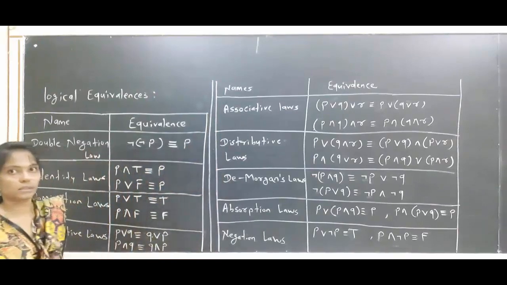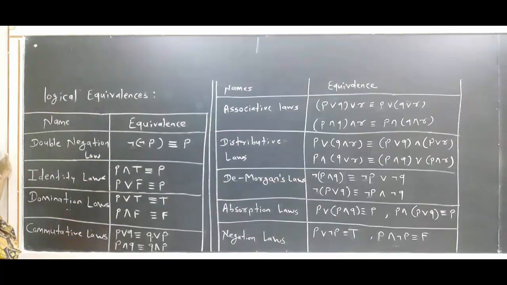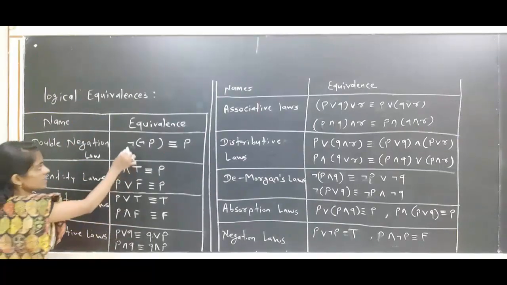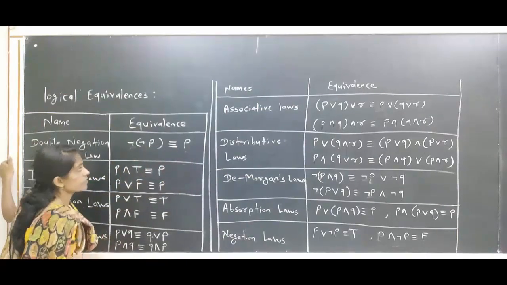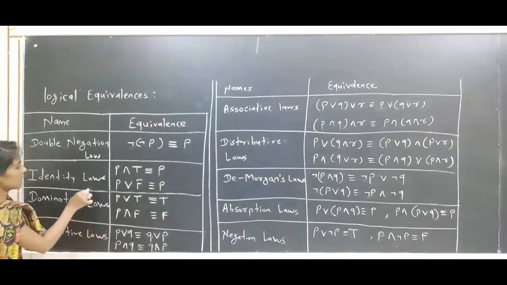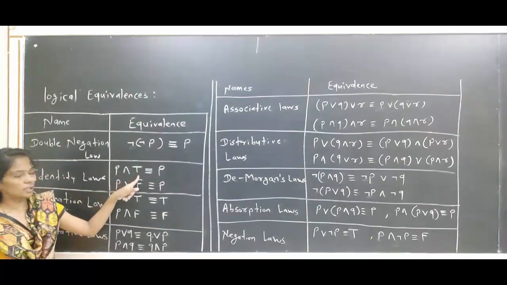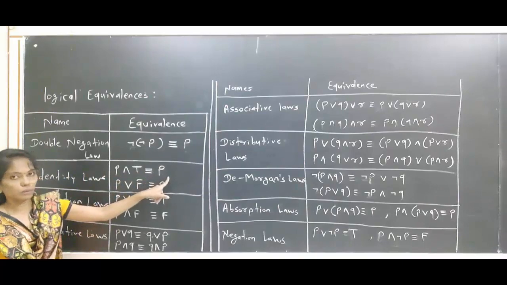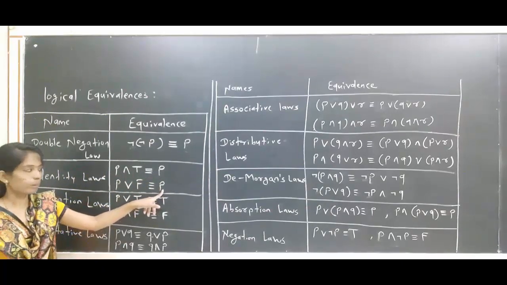Now here are some logical equivalences, we see the laws. First, double negation law. Double negation, that is negation of negation P equivalent to P. So this law is called double negation. Then identity laws. So first identity law, P conjunction T equivalent to P and P disjunction F equivalent to P.